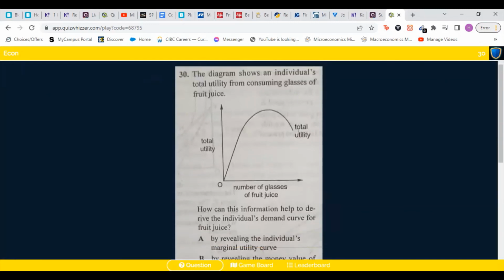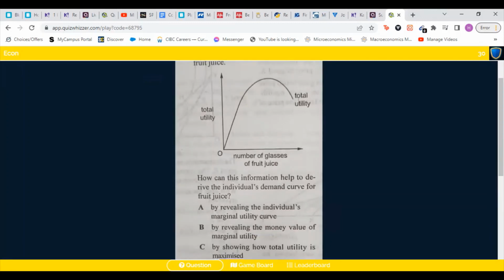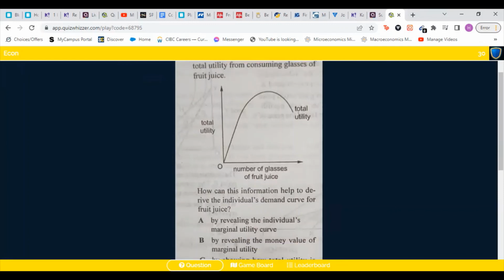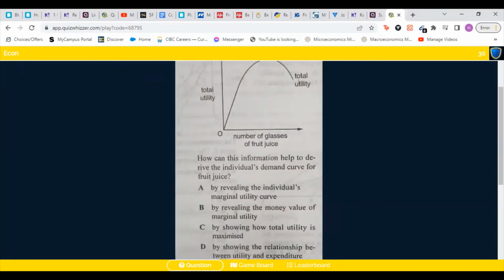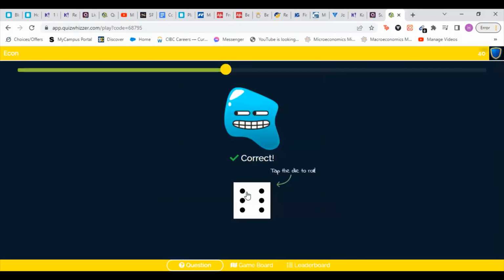This diagram shows an individual's total utility from consuming glasses of fruit juice. How can this information help to derive the individual's demand curve for fruit juice? I think that would be A also. Excellent work, that's great.